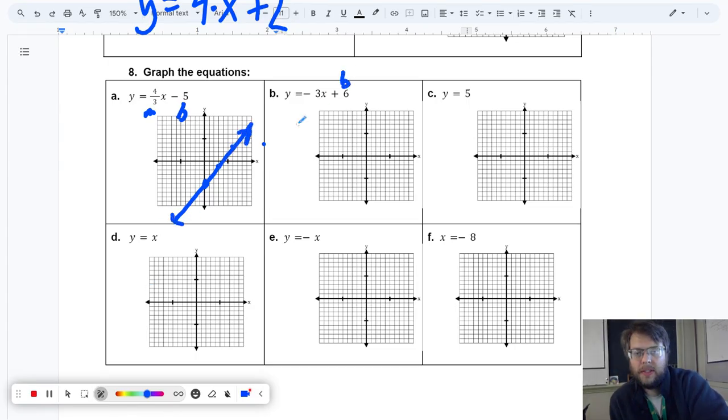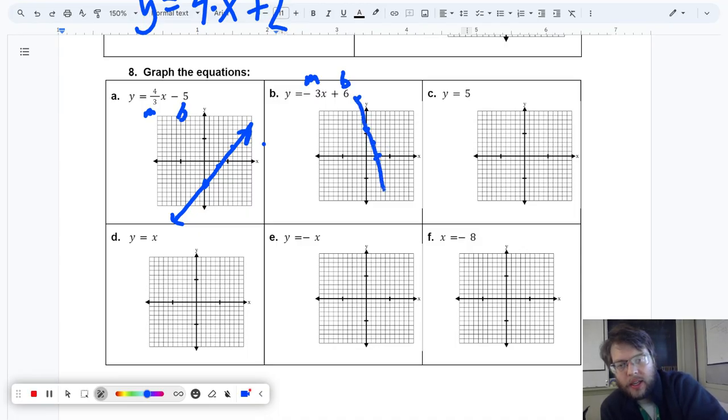On B, this is B, this is M. So I start up here at 6. Then I go down 3 over 1. Then I go down 3 over 1 again. So I've got a negative slope.